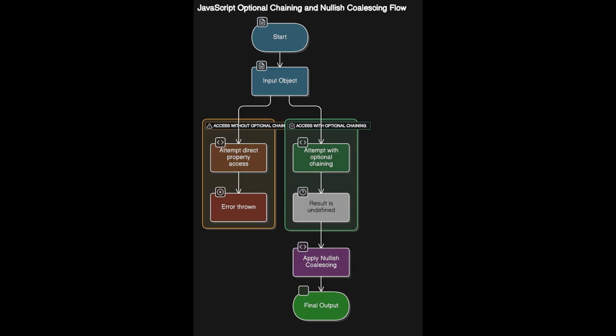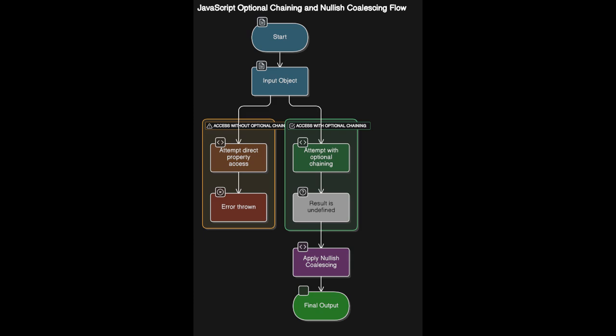Imagine you're trying to access a property several levels deep in a nested object. Without optional chaining, you typically have to write numerous checks to ensure that each level exists before accessing the next. This not only makes your code verbose, but also prone to errors if you miss a check. Optional chaining simplifies this process by automatically returning undefined if any part of the chain is null or undefined, thus preventing a type error and allowing your code to continue execution smoothly.